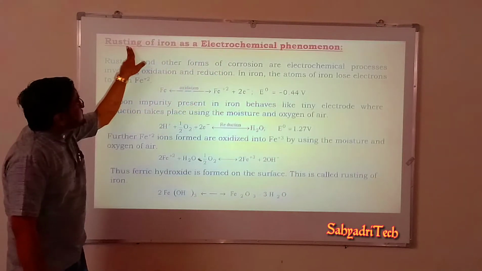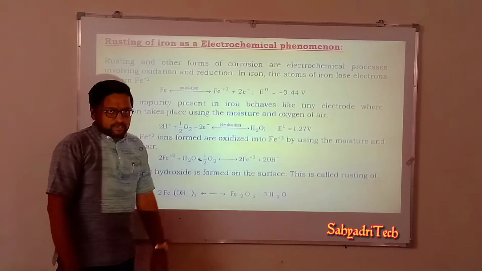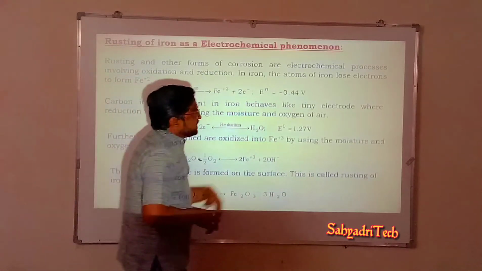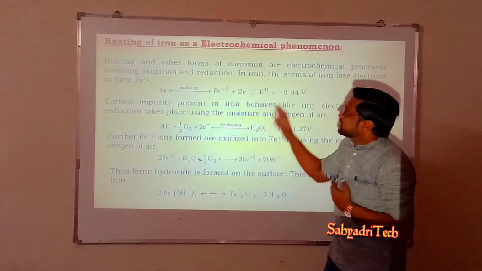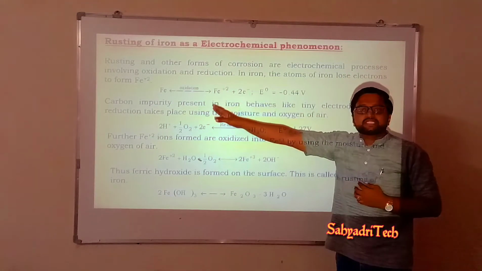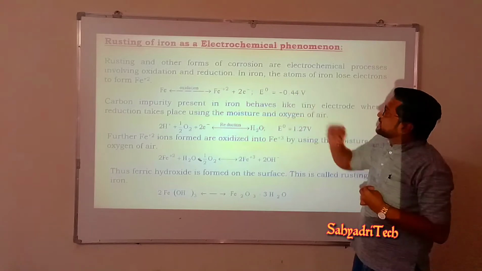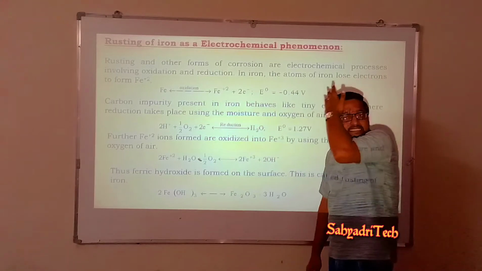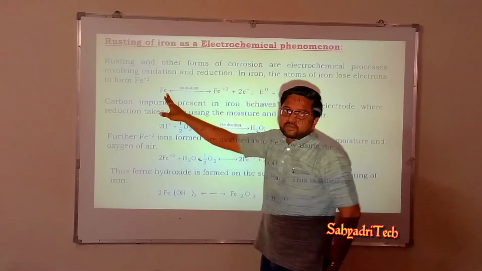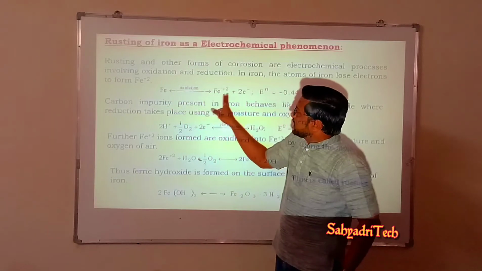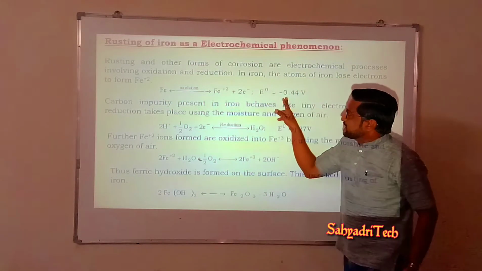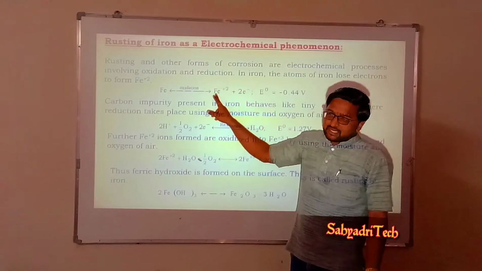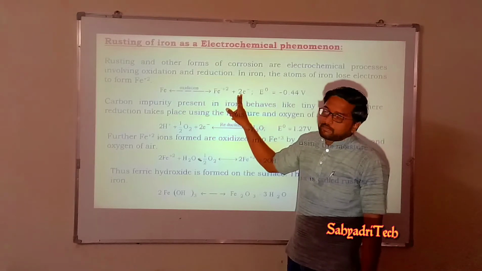So what we are saying? Rusting of iron as an electrochemical phenomenon. Rusting and other forms of corrosion are actually electrochemical processes, involving oxidation as well as reduction. So in iron, what happens? The atoms of iron lose electrons to form Fe2+. As I said, the pure part of the iron undergoes oxidation and liberates electrons. What is the electrode potential here? Minus 0.44 volt. So iron ions go to the moisture content and electrons are transferred to the impure part.